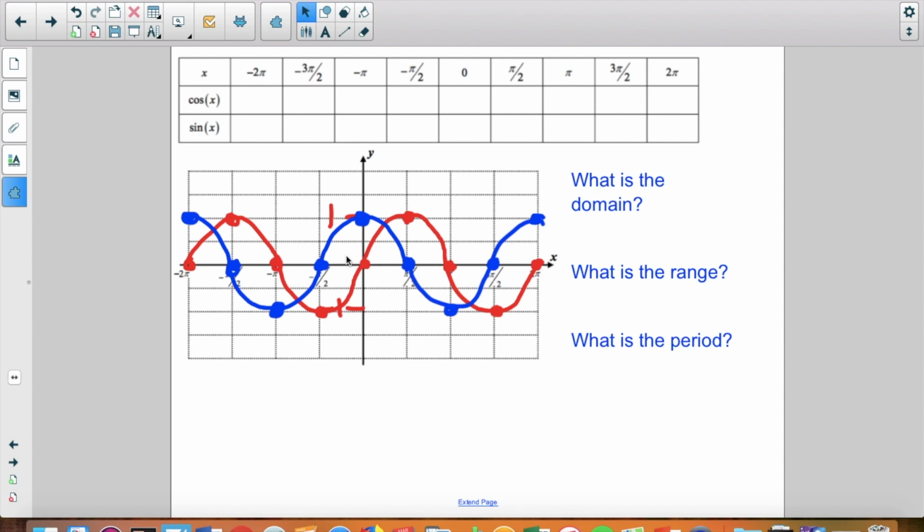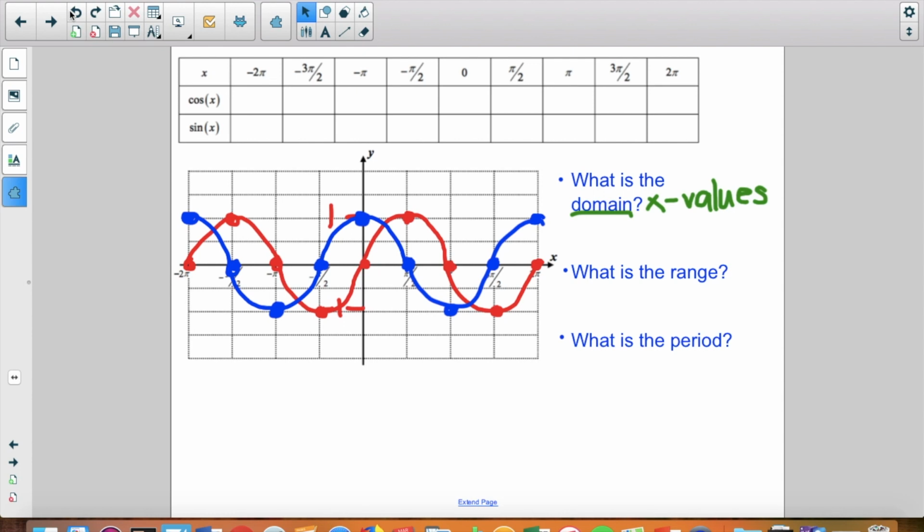Now let's look at these 3 questions. What is the domain? What is the range? What is the period? So, first let's start with domain. Kind of a little refresher here, it's been a while. Domain are your x values. So it goes from leftmost point to rightmost point.